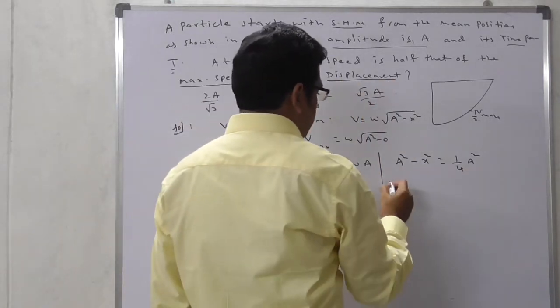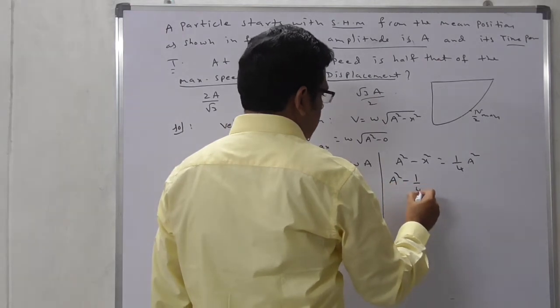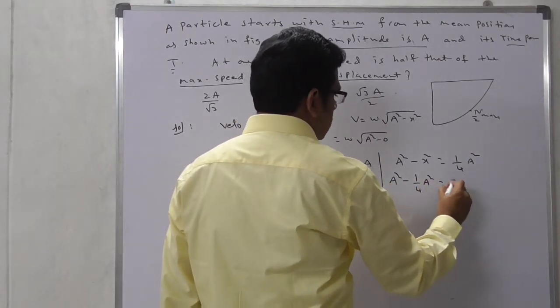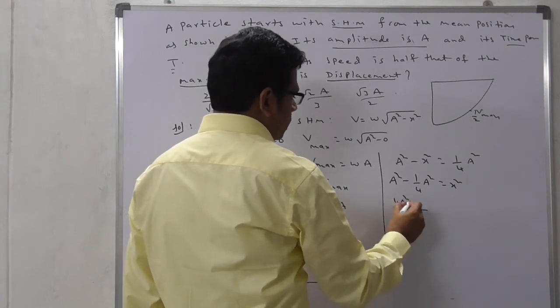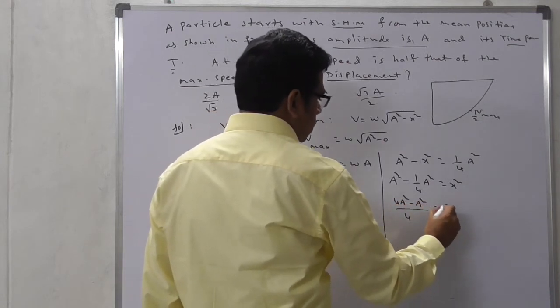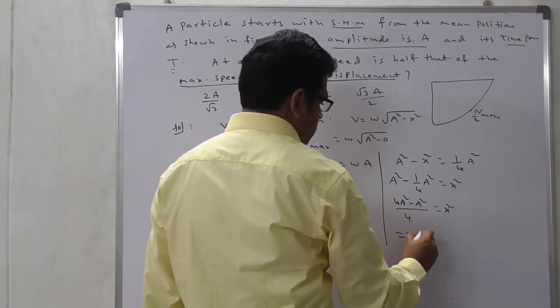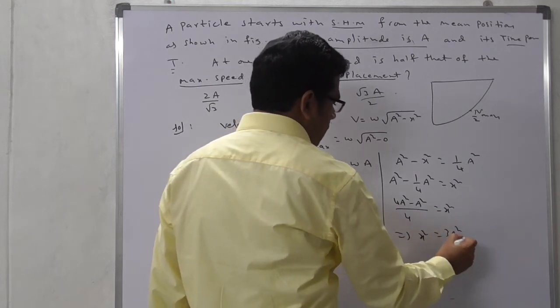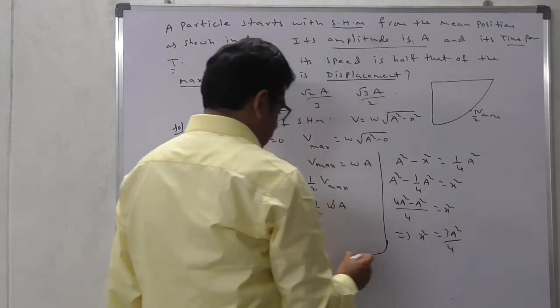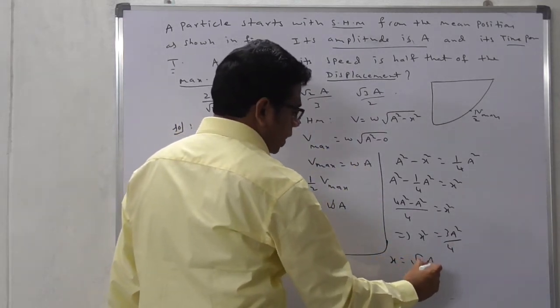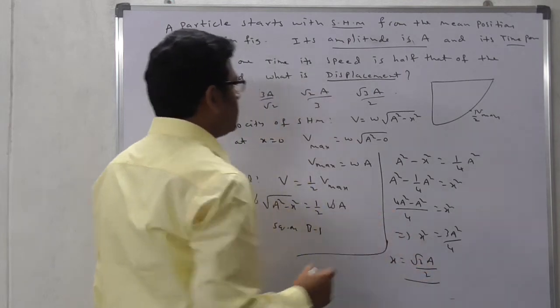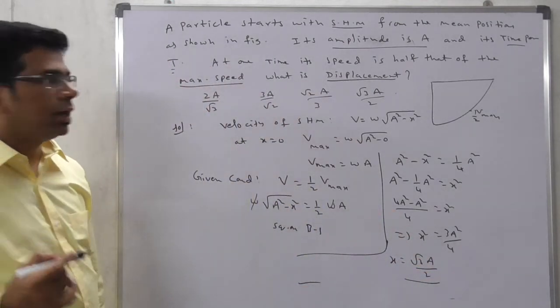Write this 1 by 4 here. We get A square minus 1 by 4 A square is equal to X square. Therefore 4 is the LCM. 4A square minus A square is equal to X square. That implies X square is equal to what? 3A square by 4. Therefore, finally we can write X equal to root 3A by 2. Right?